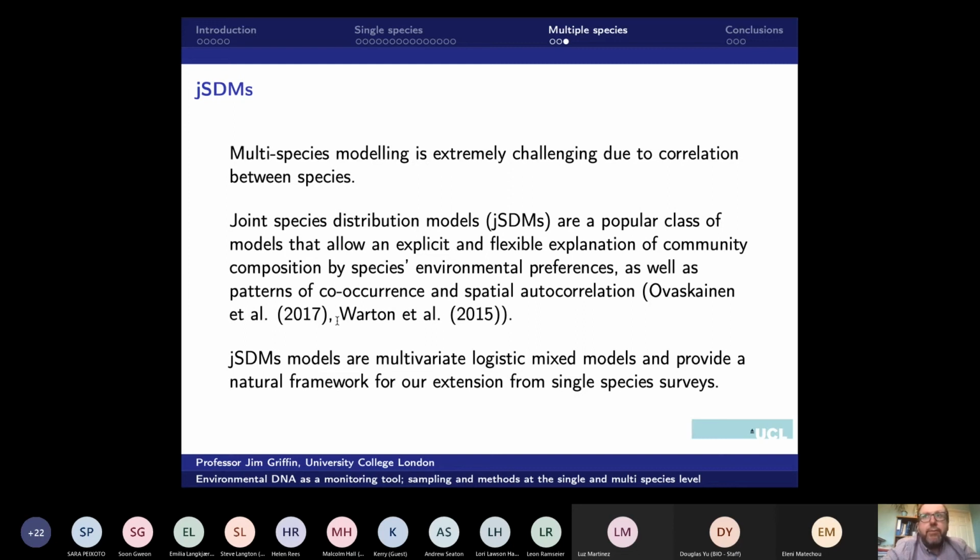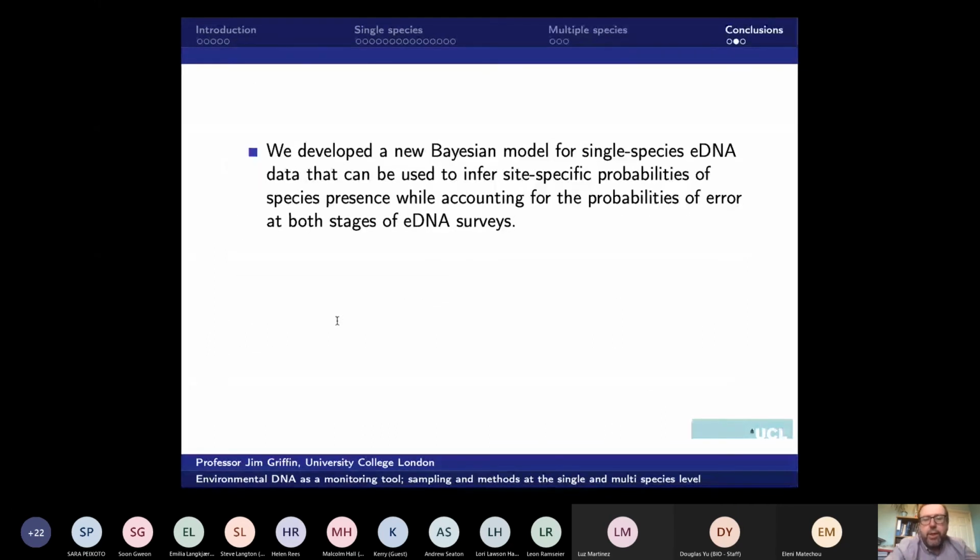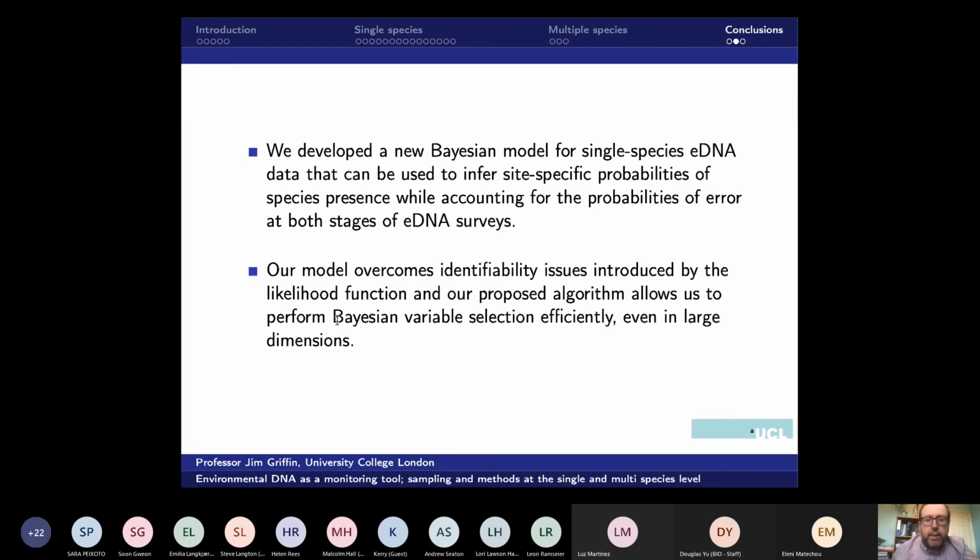And as we saw from the examples that Doug was looking at, there's many species that we have to worry about. So statistically, we want to find an efficient way to represent the correlation between the species, and in order to do the inference. And so that's a very challenging problem. So we're beginning to develop methods in that direction. Okay, so the work that I mostly talked about was this single species work, where we're interested in inferring site-specific probabilities of species presence, whilst also accounting for the probabilities of errors at different stages of the survey.